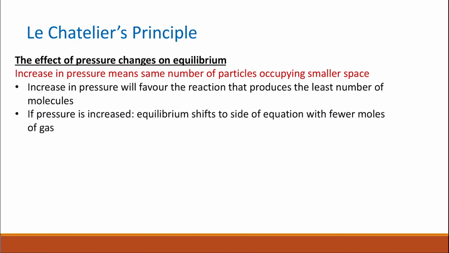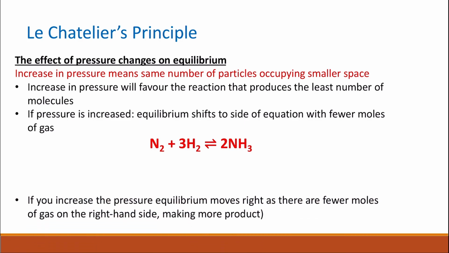So if we look at the following reaction, nitrogen reacts with hydrogen to give ammonia, you can see that on the left hand side, where the reactants are, there are 4 moles overall, and on the right hand side, which is the product, there are only 2 moles of ammonia.